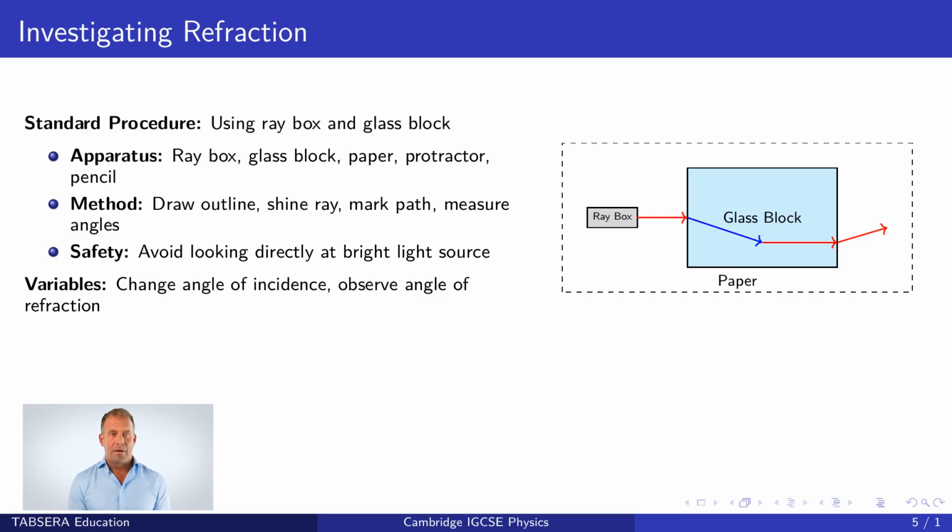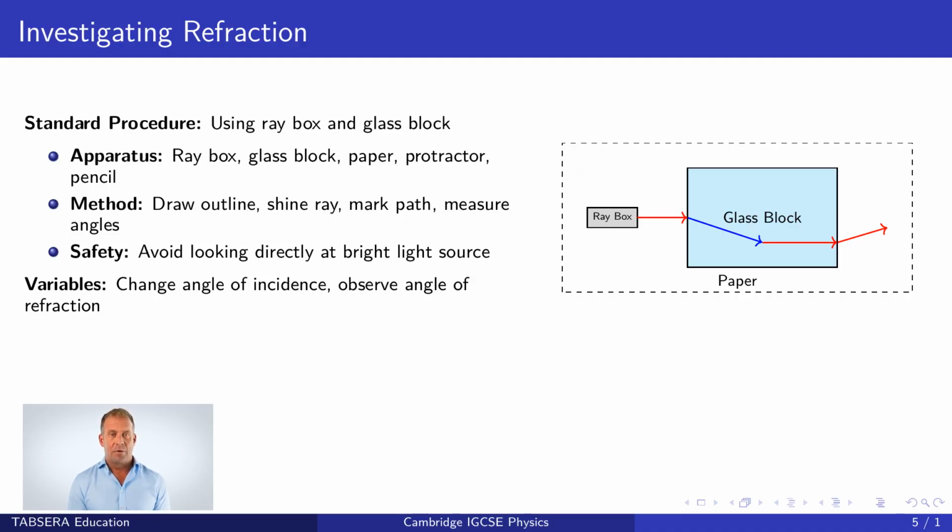Now we examine the experimental method for investigating refraction. This follows Cambridge IGCSE standards. The apparatus needed includes a ray box to produce a narrow beam of light, a rectangular glass block, white paper for recording, a protractor for measuring angles, and a pencil for marking. The method consists of these steps.